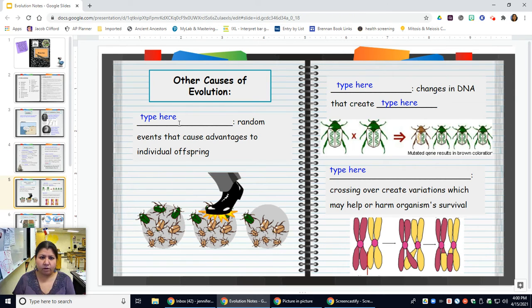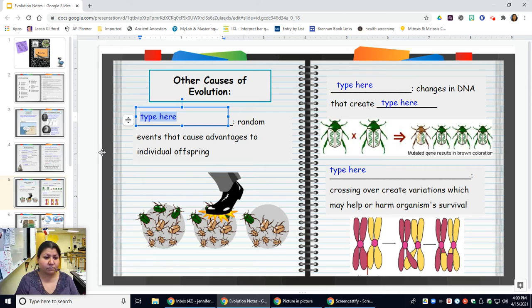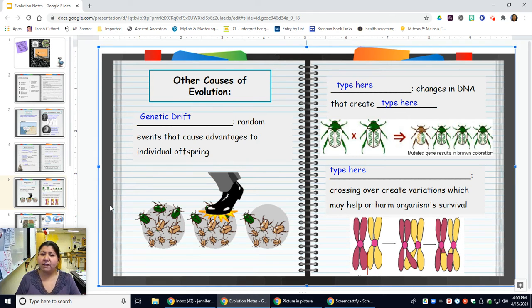So what are some other causes of evolution besides natural selection, mutations and stuff like that? We have something called genetic drift. Genetic drift is when you have completely random events that cause an influence on the population. A tornado goes through and wipes out part of the habitat. We have logging in this picture. Or somebody's walking through and just squishes whatever bug happens to be there. So that's genetic drift. They're random events that change which individuals are actually there.